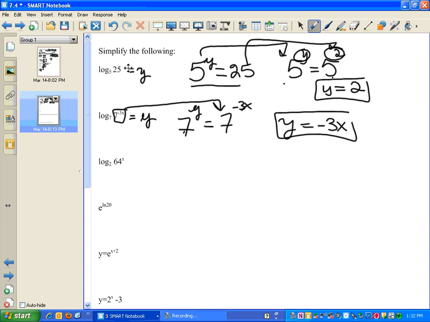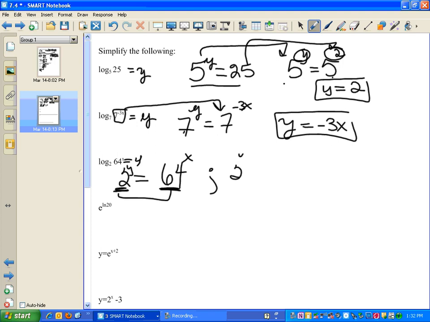Okay. So 2 to the, we're going to set this equal to y, and we're going to say 2 to the y is equal to 64 to the x. My bases have to be the same. So let's rewrite 64. What is 64? So, let's make it a base of 2. We got to make the bases the same.